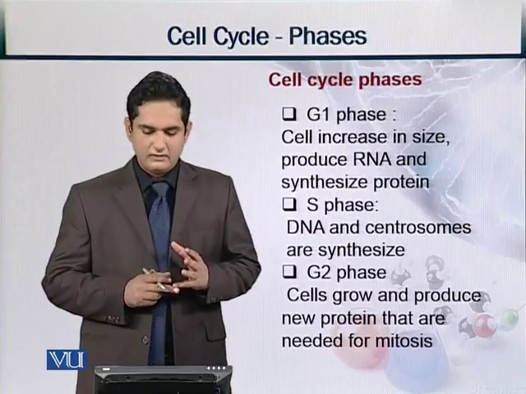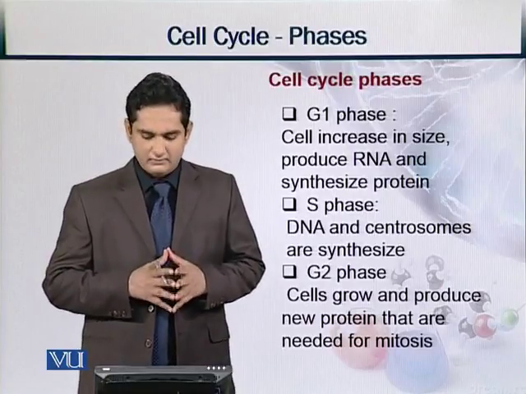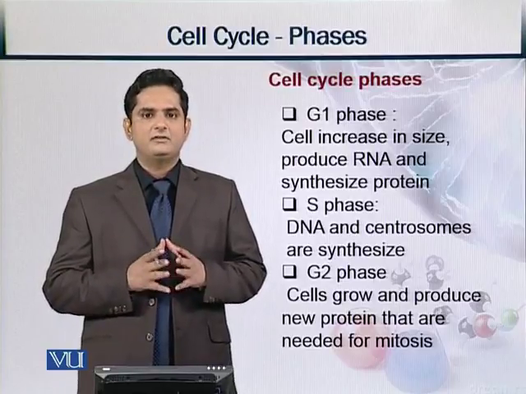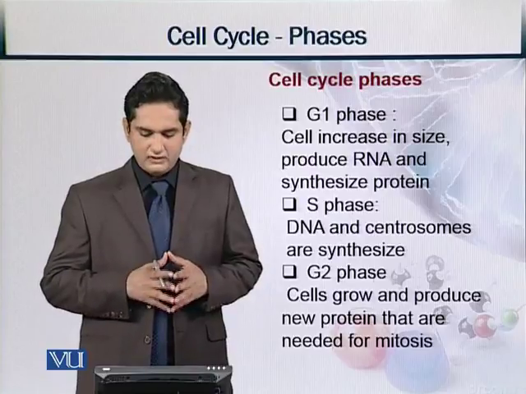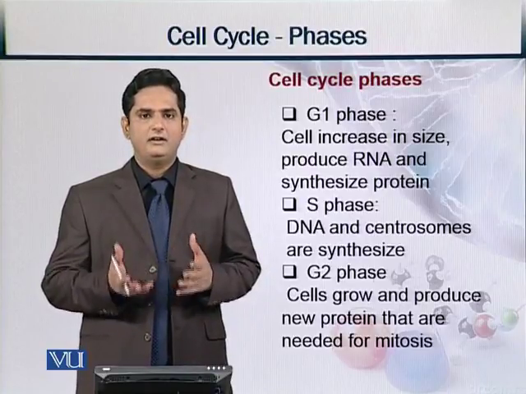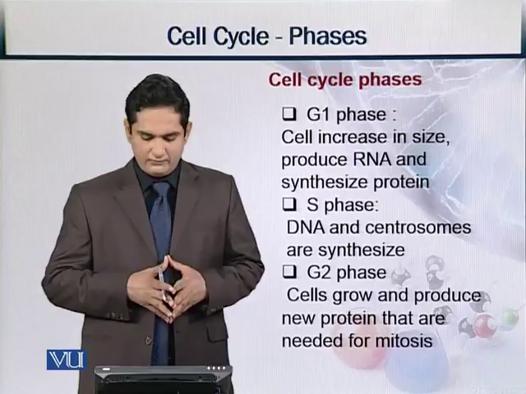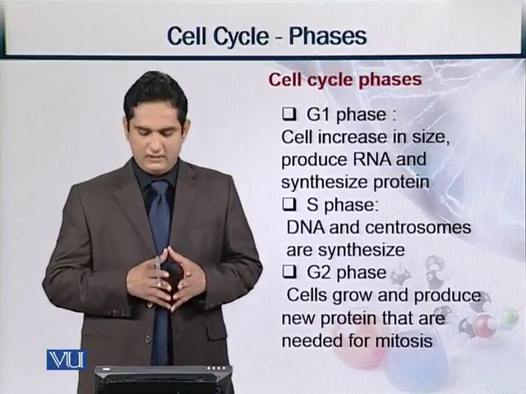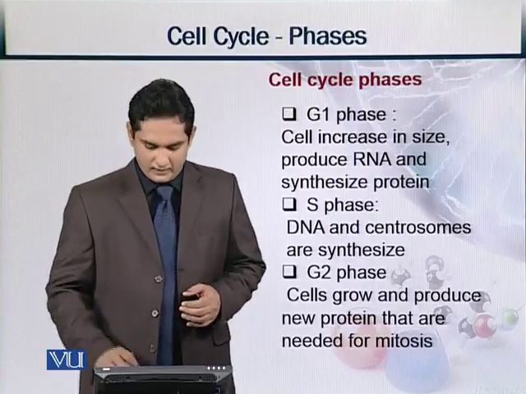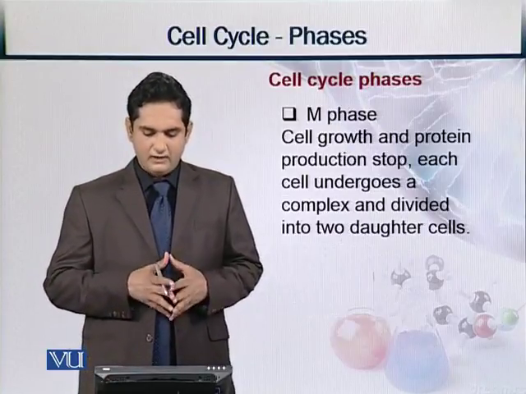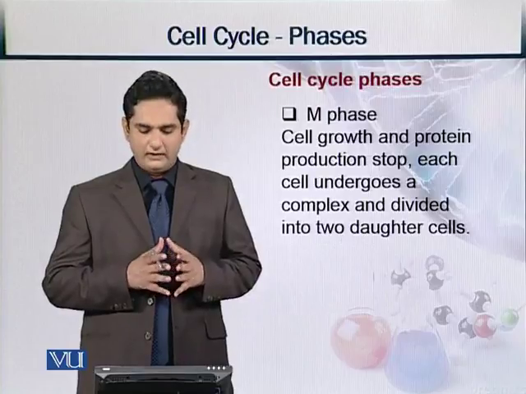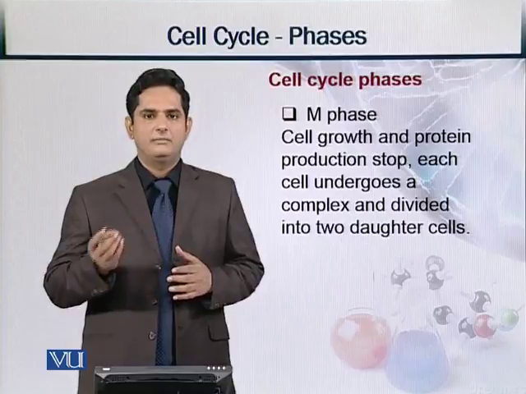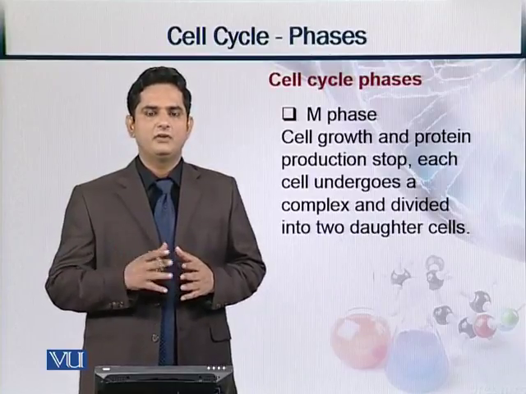Number one is the G1 phase, in which the cell increases in size, produces RNA and synthesizes proteins. Then we have the S phase, which is also called the synthetic phase, in which DNA and centrosomes are synthesized. Then we have the G2 phase, in which the cell grows and produces new proteins that are needed for the mitosis step. And finally we have the mitosis stage or M phase, in which cell growth and protein production are stopped. Each cell undergoes a complex mechanism and then divides into its daughter cells.